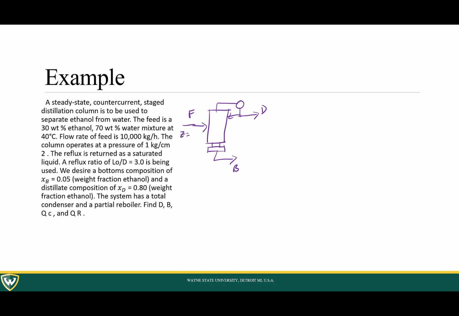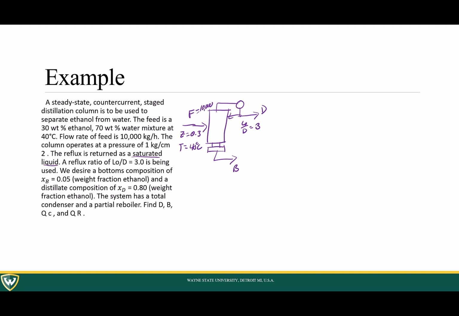The feed is 30% ethanol. So right there, I'm going to say that Z is equal to 0.3. We have that our temperature is at 40 C. We have our flow rate, 10,000. Column pressure is at 1. The reflux is returned as a saturated liquid. And the reflux ratio, L over D, is equal to 3. Saturated liquid, that'll come in handy later.